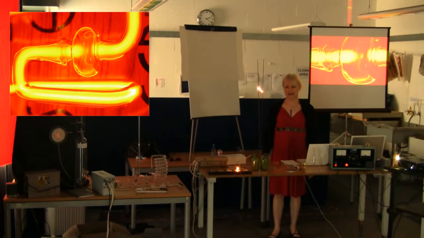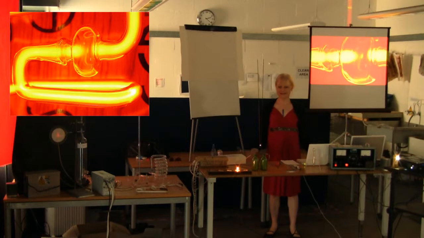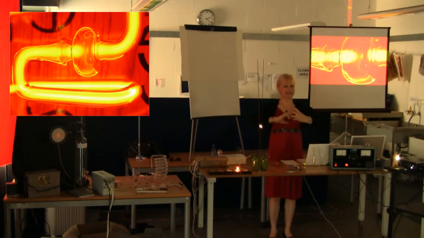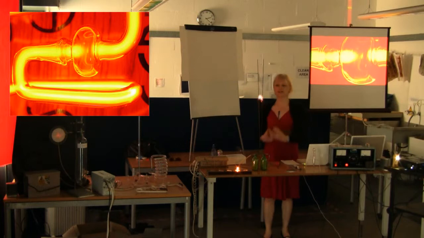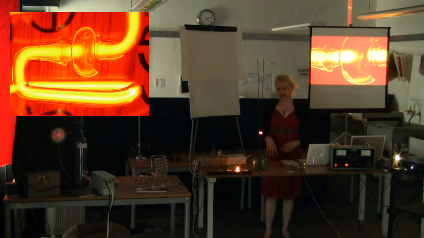Has anybody got any idea why it goes up? Why it doesn't go down? There's two things at play here. You've got gravity, which holds things down. But when you heat something up, it becomes lighter, so it rises. And the plasma is heating the gas around the plasma, which makes it rise up the wires there. So I can counteract that by blowing downwards.